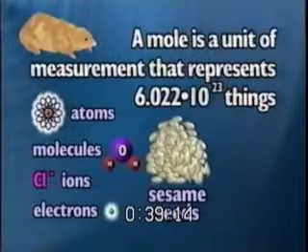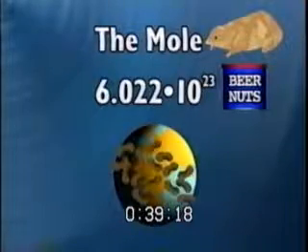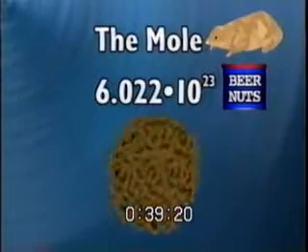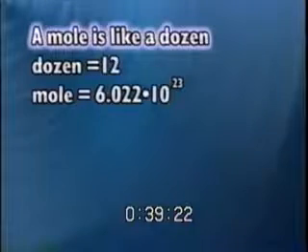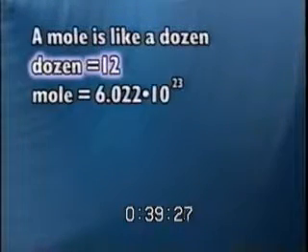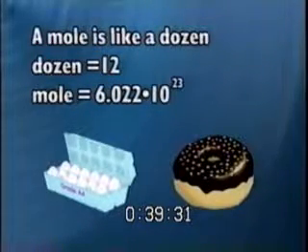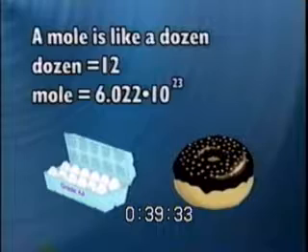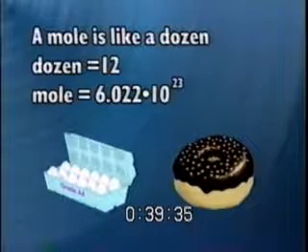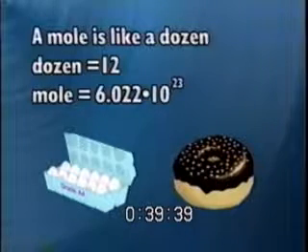But if you wanted to, you could talk about a mole of beer nuts. Of course, a mole of beer nuts would cover the entire surface of the Earth. Think of the term mole like the term dozen. You know that a dozen refers to 12 things. 12 eggs, 12 donuts, whatever. A mole refers to 6.022 times 10 to the 23rd eggs or donuts or atoms or molecules, whatever you're measuring.